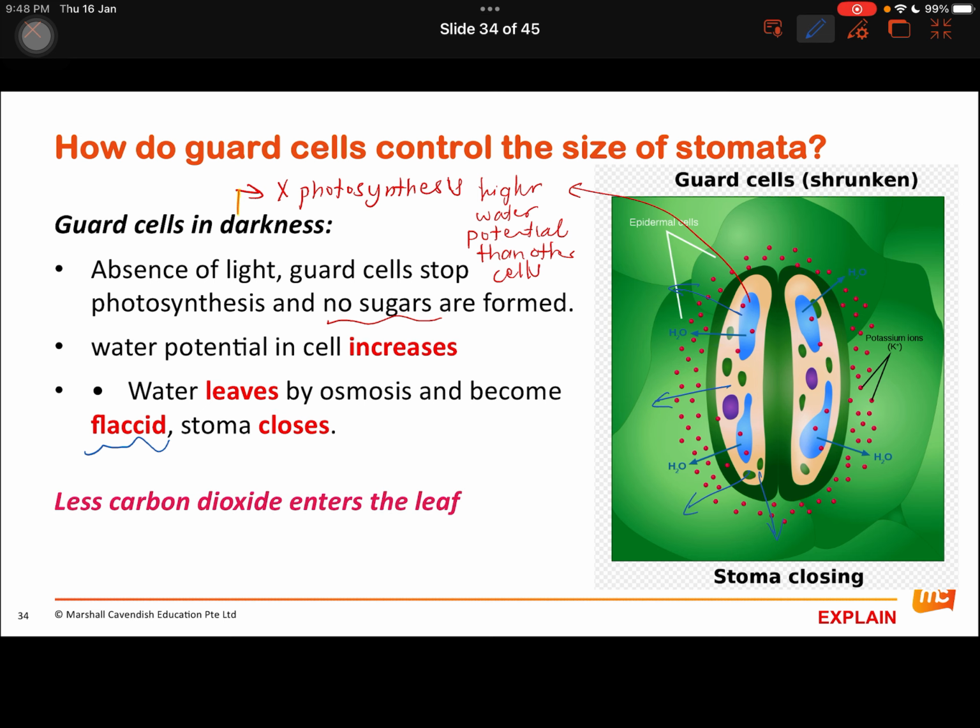This also explains why less carbon dioxide enters the leaf in the dark, because number one, there's no light to carry out photosynthesis, and there's no need to be taking in carbon dioxide for photosynthesis as well. So in the day, it opens the stoma, and at night, the stoma closes.